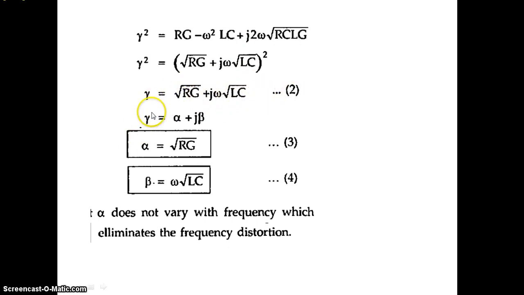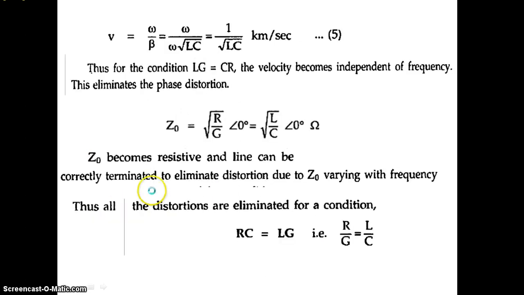The propagation constant is the sum of the attenuation constant and the phase constant, alpha plus j beta. Equating the real terms and the imaginary terms, we have the attenuation constant alpha equal to root rg and the phase constant beta equal to omega root LC. So alpha does not vary with frequency. Here you see there is no frequency term. Alpha is independent of frequency for a distortionless line, which eliminates the frequency distortion. And beta equals omega root LC, which depends on the frequency.